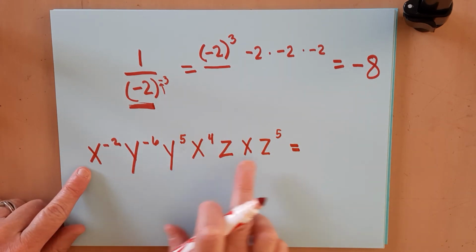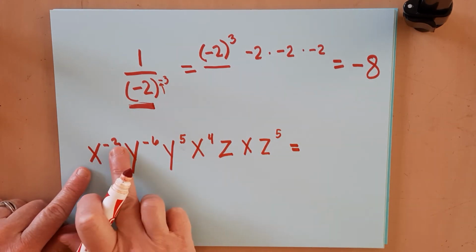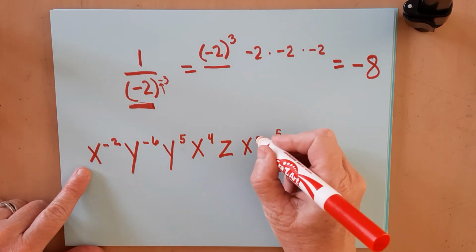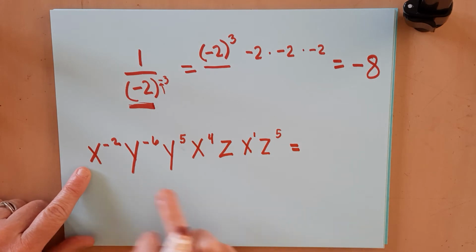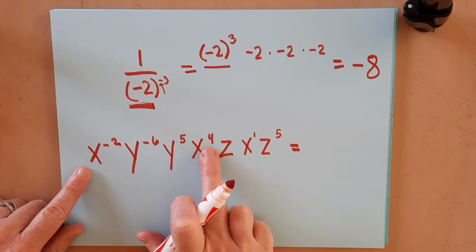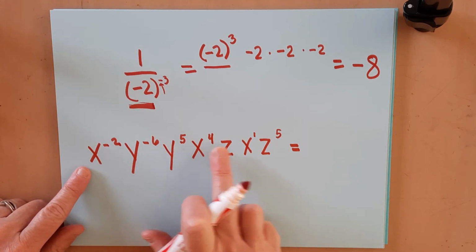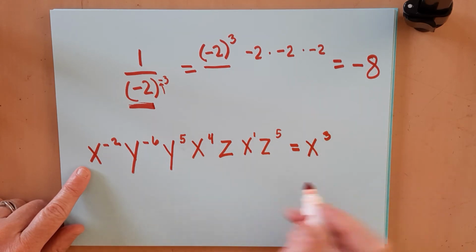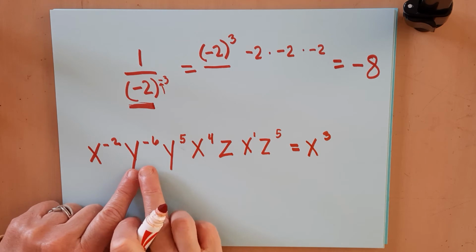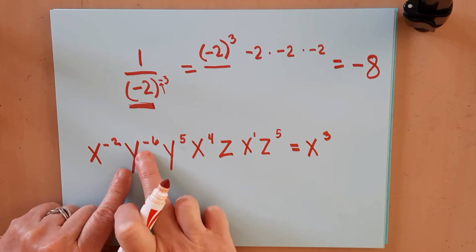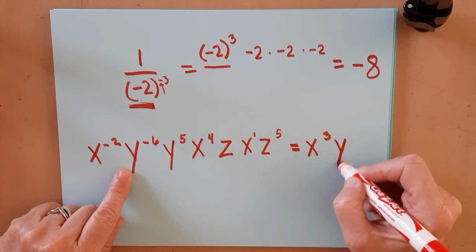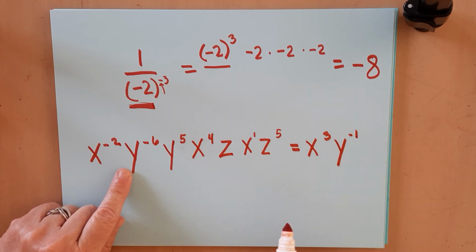I see three x's actually. X to the negative 2, x to the 4th, and x by itself is the same thing as x to the 1st. So you would add negative 2 plus 4, which would be 2, plus 1, which would be 3. So this becomes x cubed. Now let's do the y's. There are two y's, y to the negative 6 and y to the 5th. Negative 6 plus 5 is negative 1. So it would be y to the negative 1.